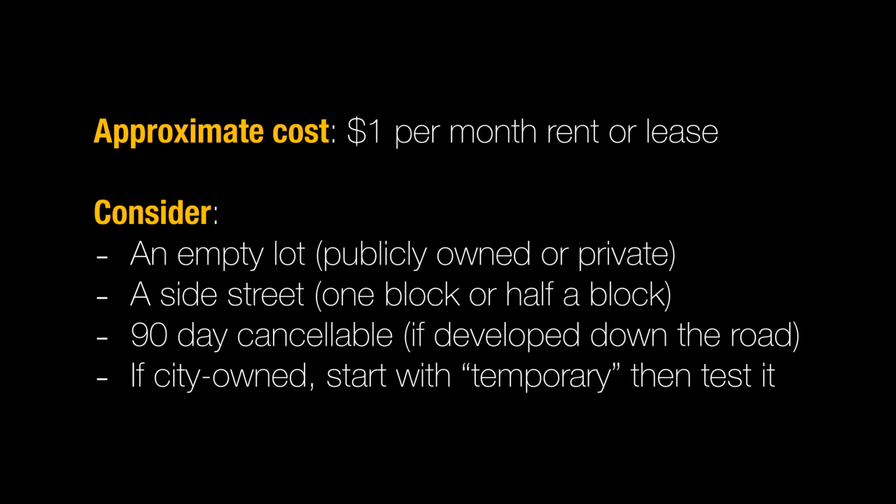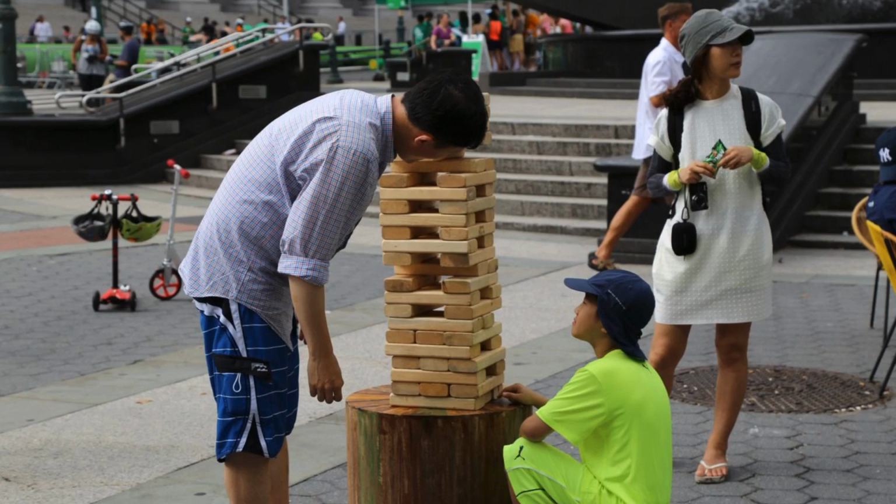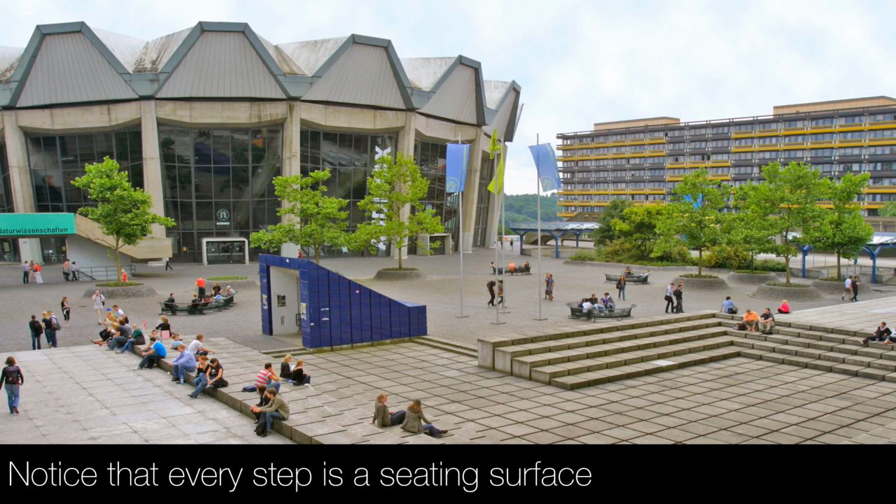Okay? The second part of this is keep it as flat as possible. If we're playing games like Jenga, we need a pretty flat surface. And if you don't have a flat surface, you may need to terrace it. And when you terrace it, the steps, as you can see here, all become seating spaces. And that's the power of having steps.